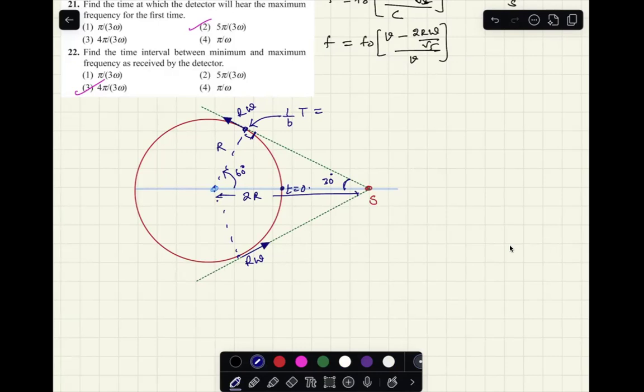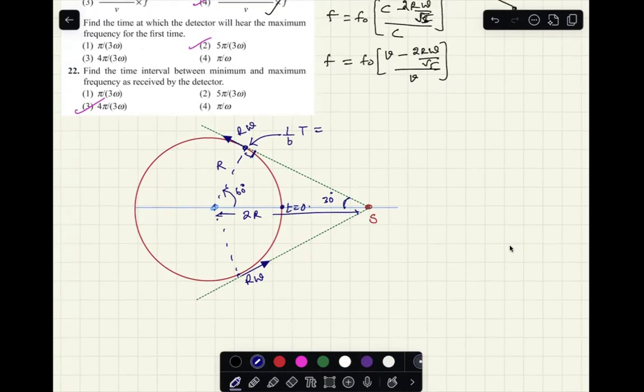1/6 of the time period. Find the time at which the detector will hear the maximum frequency for the first time. 1/6 of the time period means how much? 1/6 times 2 pi by omega, that is pi by 3 omega.